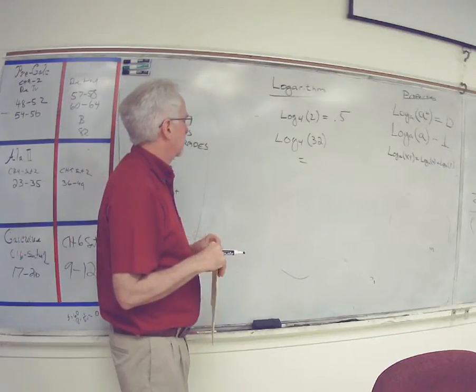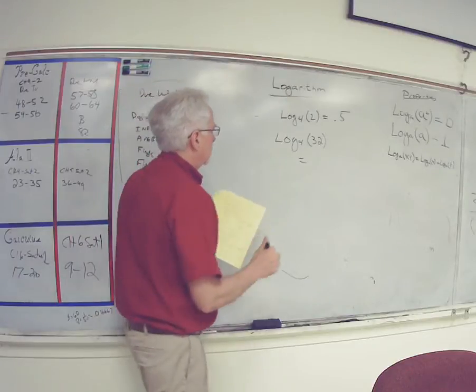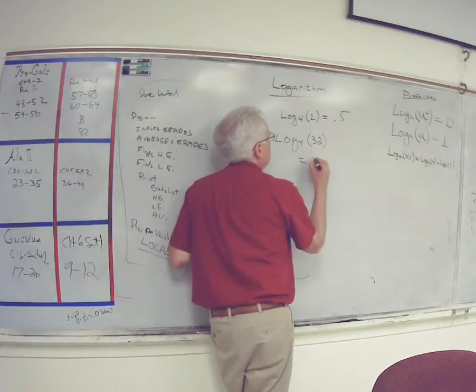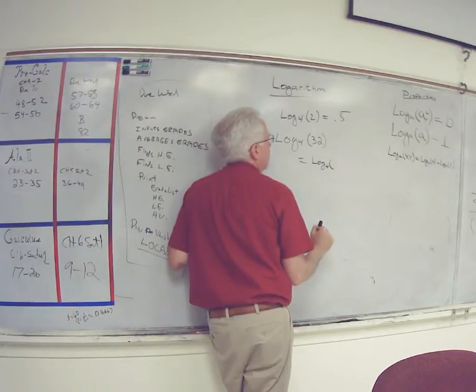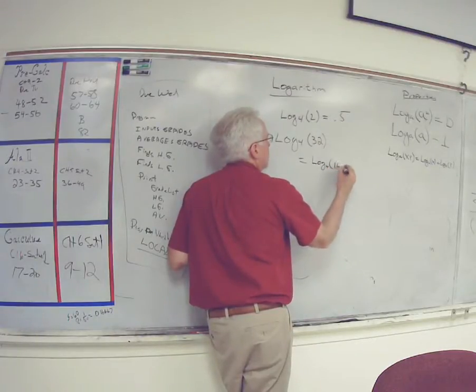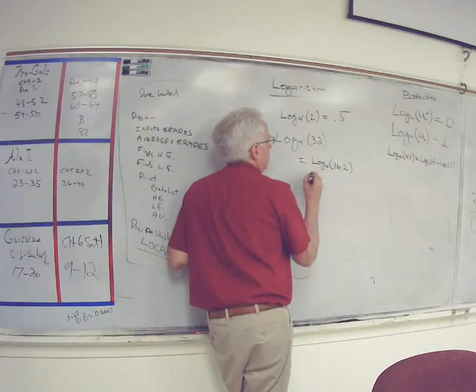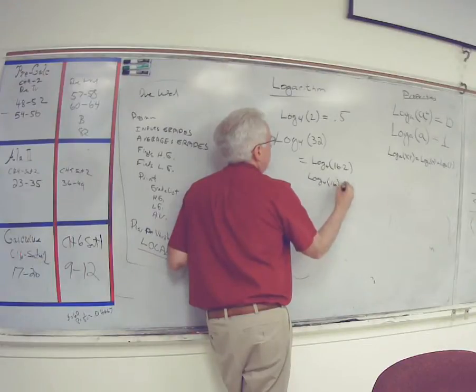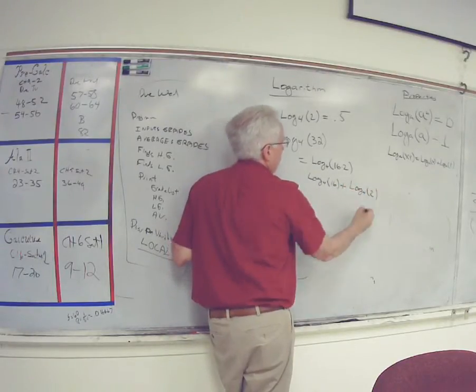Divide 32 by 2, so you get a number times 2. So you do that one trick. Okay, so you want me to put log 4 of what? Of 16 times 2. Okay. Now what do you do? Log 4 of 16 plus log 4 of 2.